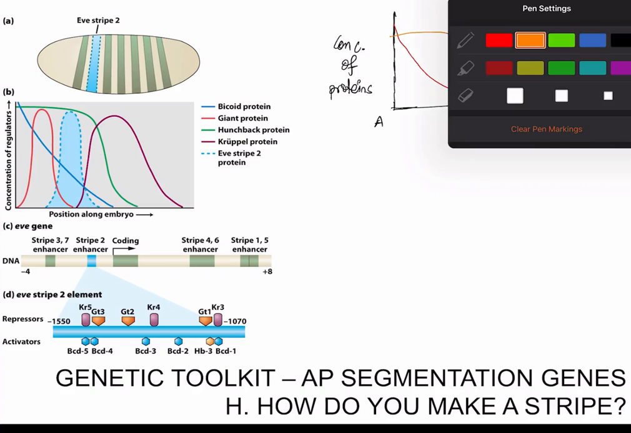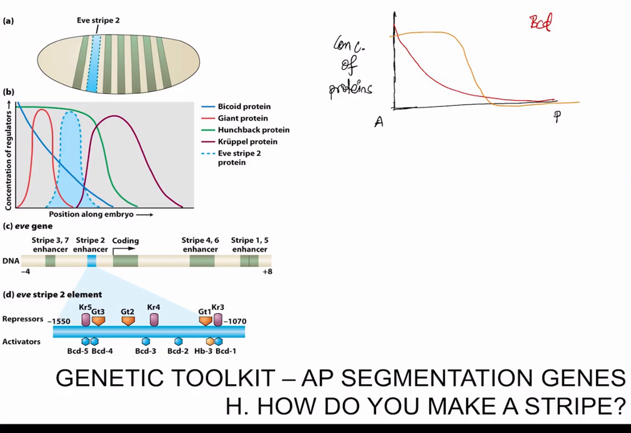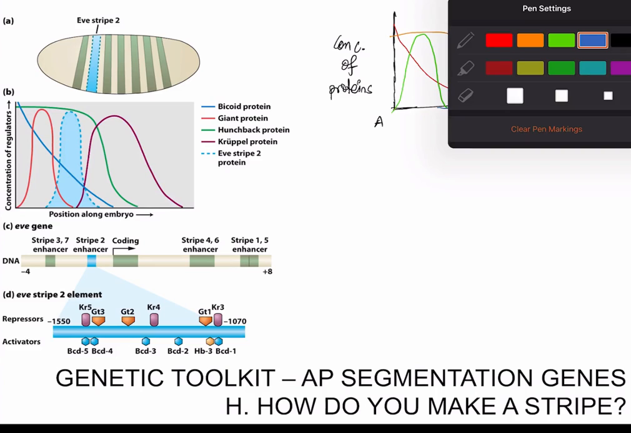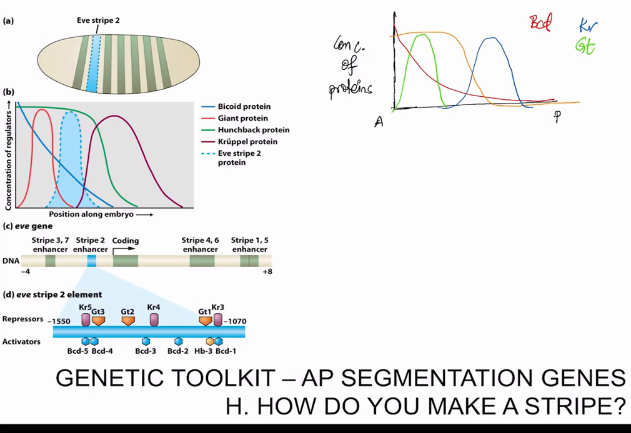Then you have the other two gap genes, the repressors, and we'll show giant in green. So here's giant. And then we have Kruppel, which we will show in blue. So this blue we have Kruppel, and green we have giant, and these two are repressors, whereas in red and orange we have Bicoid and hunchback respectively, and these are activators.